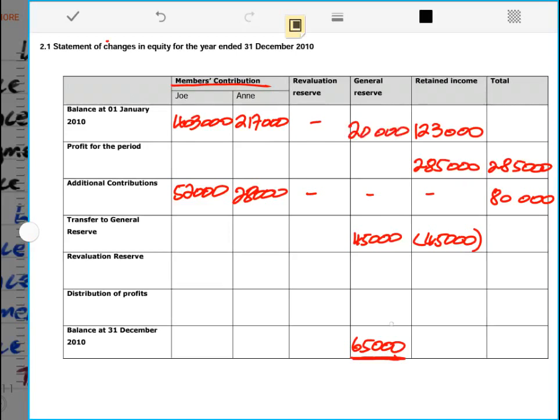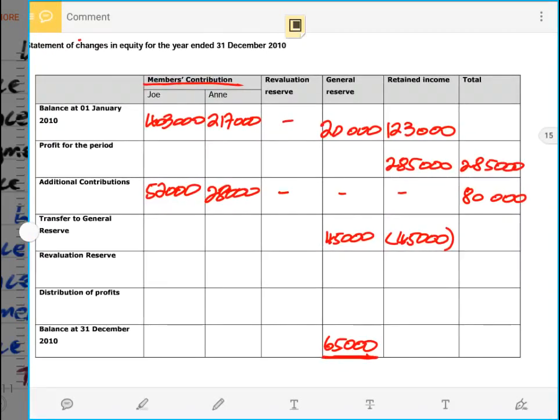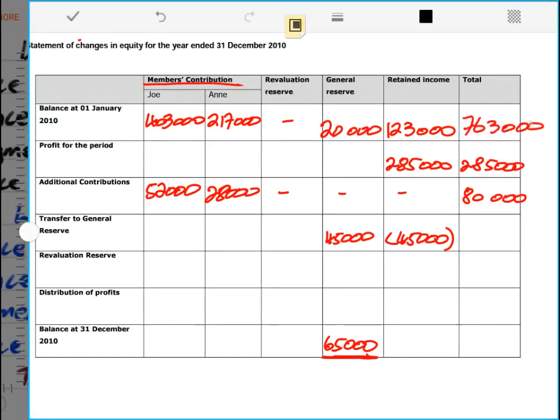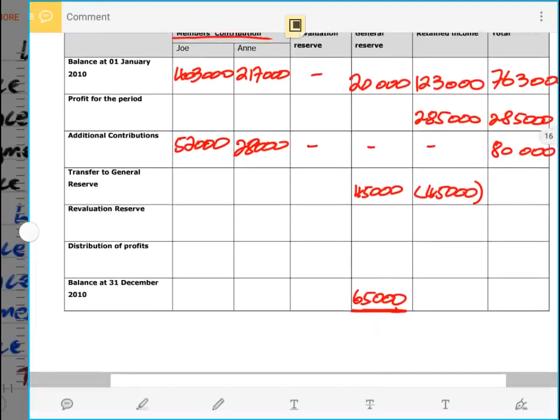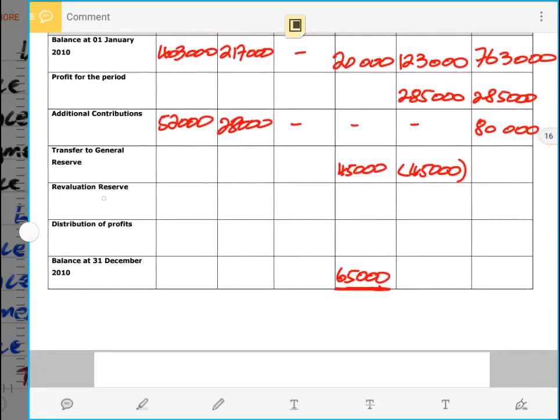How do we get 20,000 rands? You say 65,000 rands minus 45,000 rands, you get 20,000 rands. So that when you say 20,000 rands plus 45,000 rands, you must get the closing balance of 65,000 rands. So now our opening balance for general reserve is 20,000 rands. Therefore, we can record the total under the opening balance as 763,000 rands. So now we continue and record the revaluation surplus.